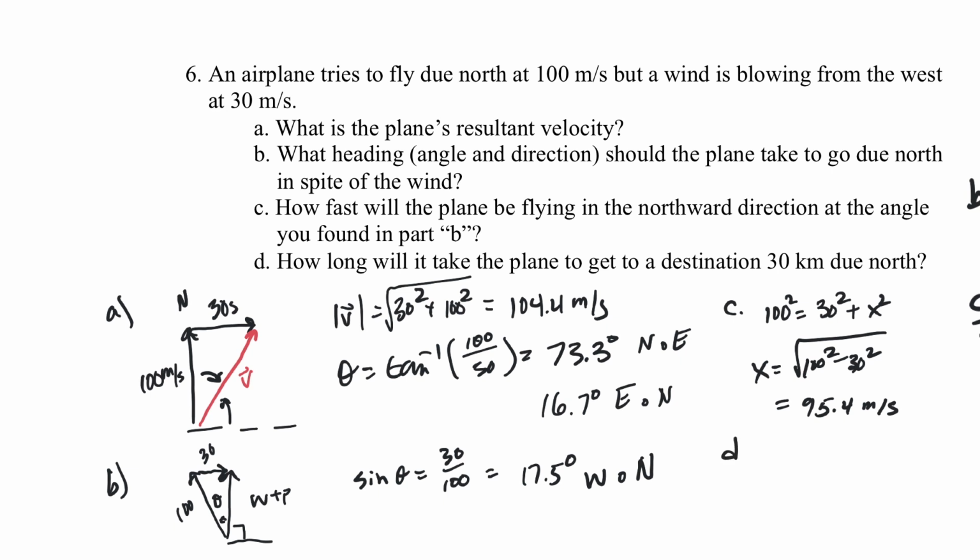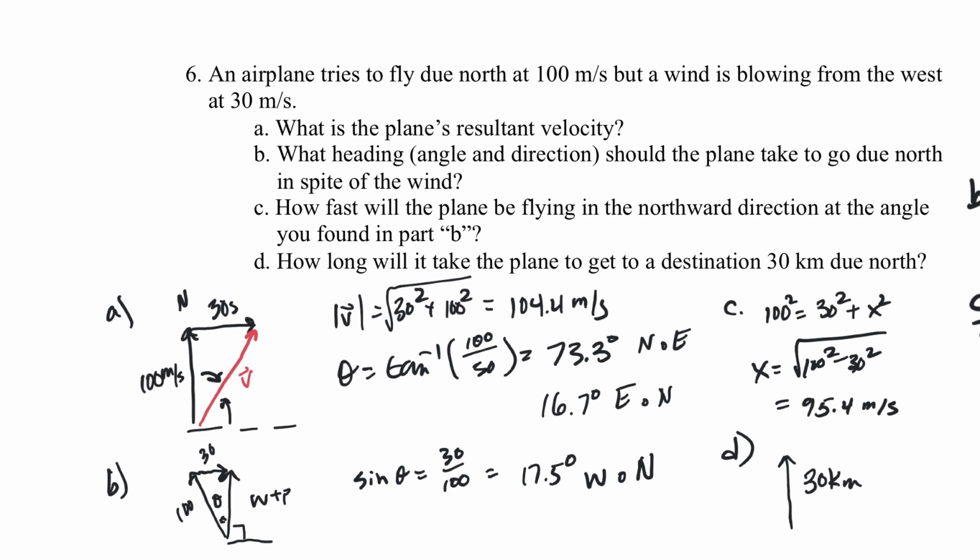Okay, the last part, part D, it's asking, how long is it going to take the plane to get to a destination that's 30 kilometers due north? Be careful. I want to go north, and I want to go 30 kilometers. I know how fast I'm traveling, 95.4 meters per second. How long would it take me to go 30 kilometers if I'm traveling 95.4 meters per second? I'm going to have to change my kilometers into meters.